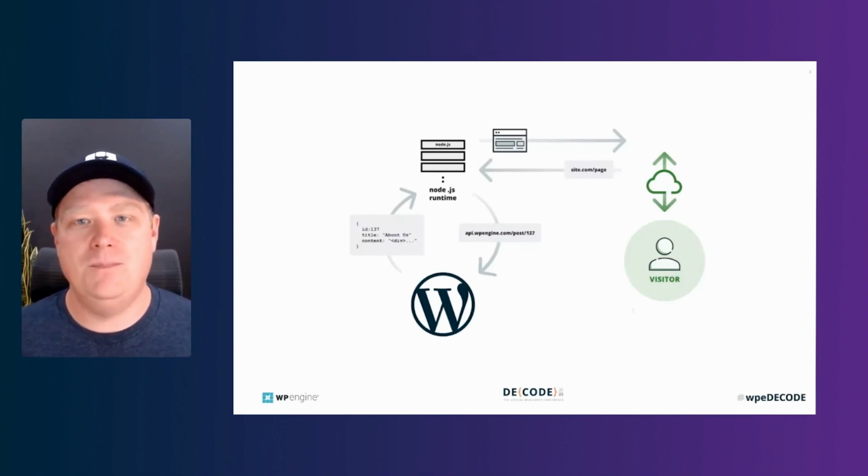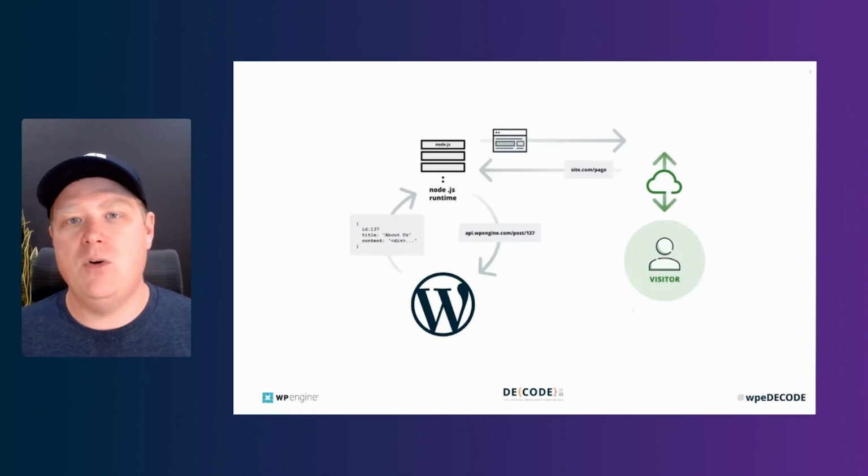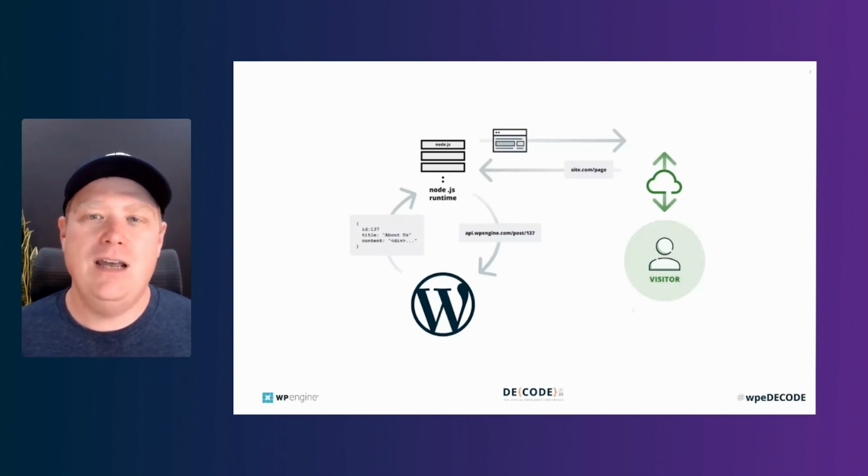type of application. If we look at the diagram in this slide, when a user requests site.com/page, instead of having WordPress handle that request, a JavaScript application responds to that route. It looks at the path, determines what data it needs from WordPress or other sources, makes those API calls, and generates a response to the user.